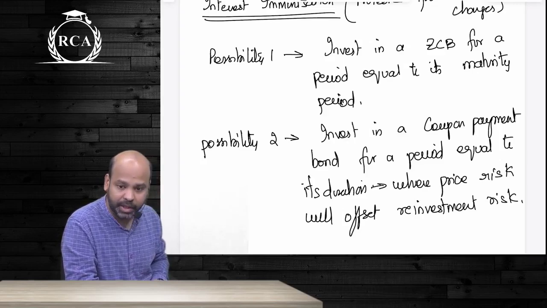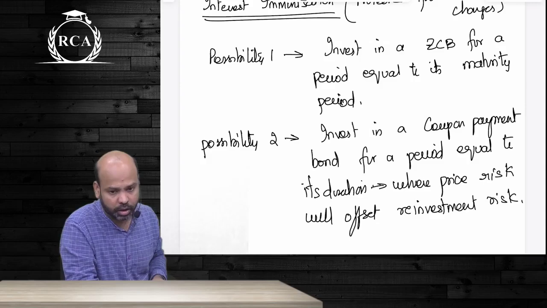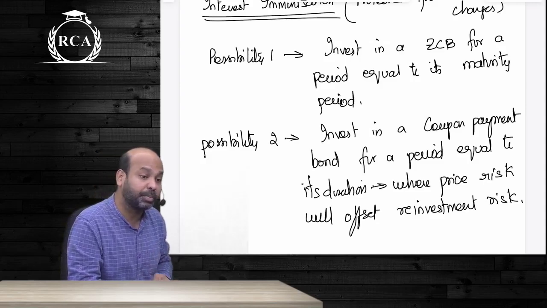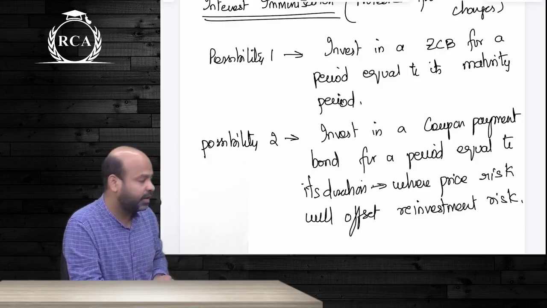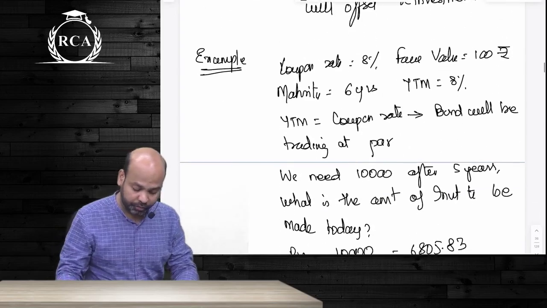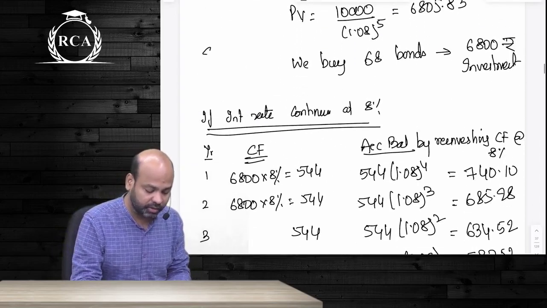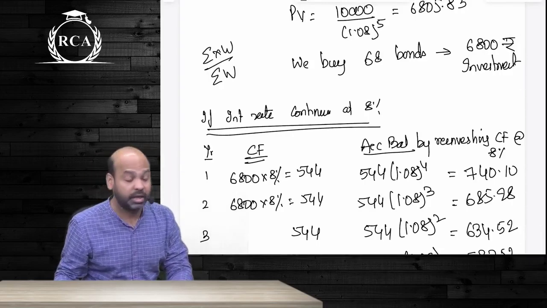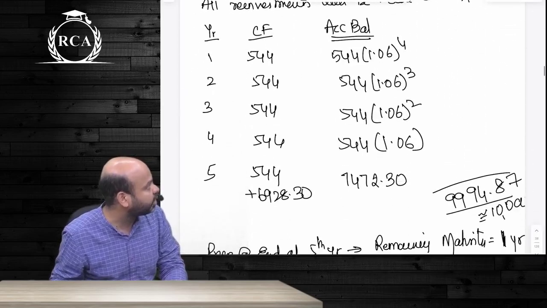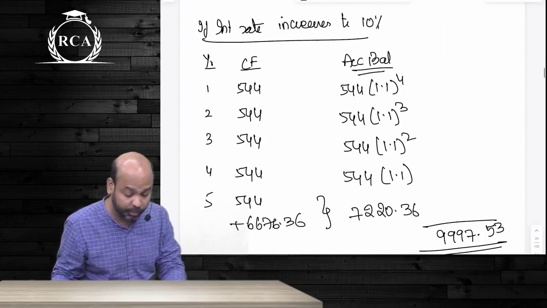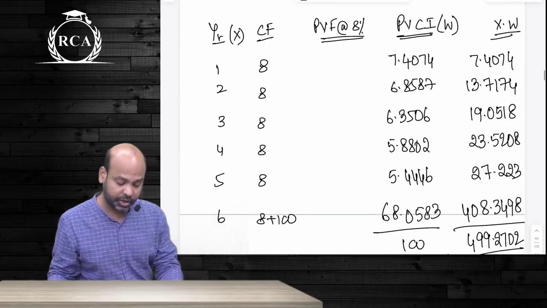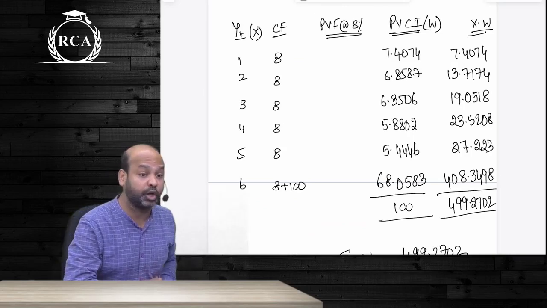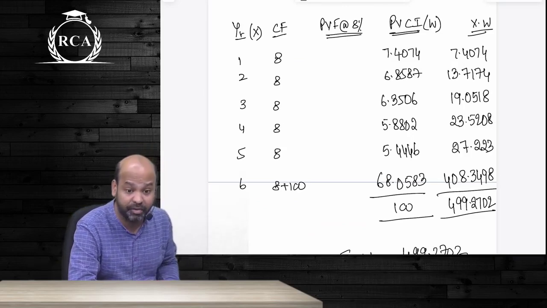And that time period is called the duration of a bond. Are we clear? Duration of a bond, guys, is that time period where your price risk will offset reinvestment risk. To compute duration of a bond, guys, the formula that we have learned in the class was summation xw divided by summation w, where x stands for the year in which the cash flow is arising, and w stands for the present value of the cash inflow. Here's the example. I took the example of a coupon paying bond with a maturity of 6 years, the duration of which was exactly 5 years.